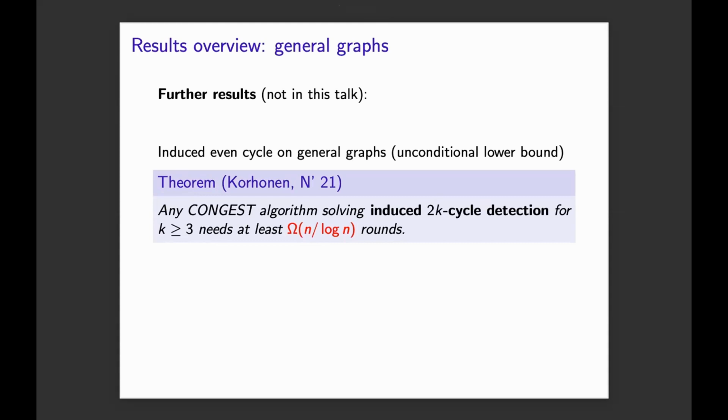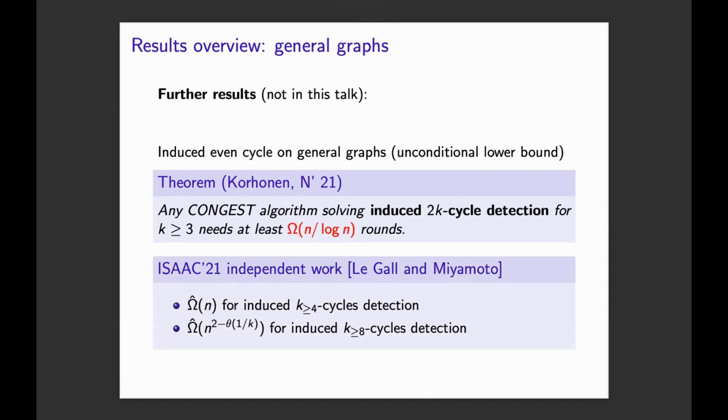For the other results, which we will skip in this talk, we have an unconditional lower bound for induced even cycle detection on general graphs: it's n over log n rounds in CONGEST. We also need to mention the independent and parallel work of Le Gall and Miyamoto, which appeared in ISAAC 21, where they worked on induced k-cycle detection.